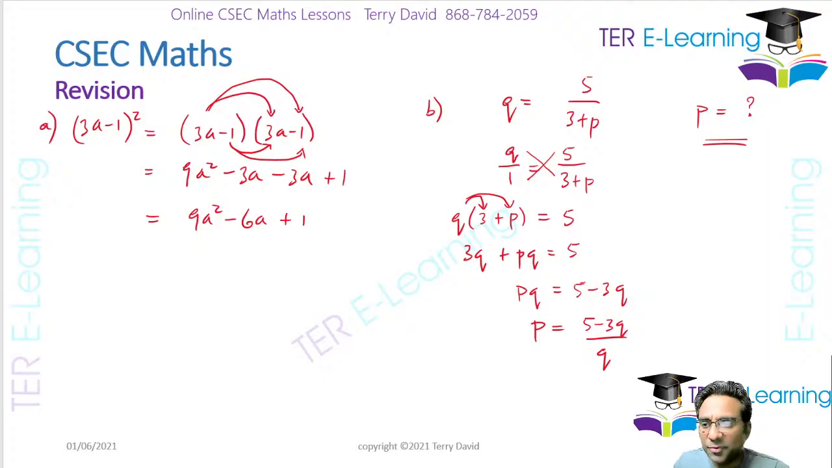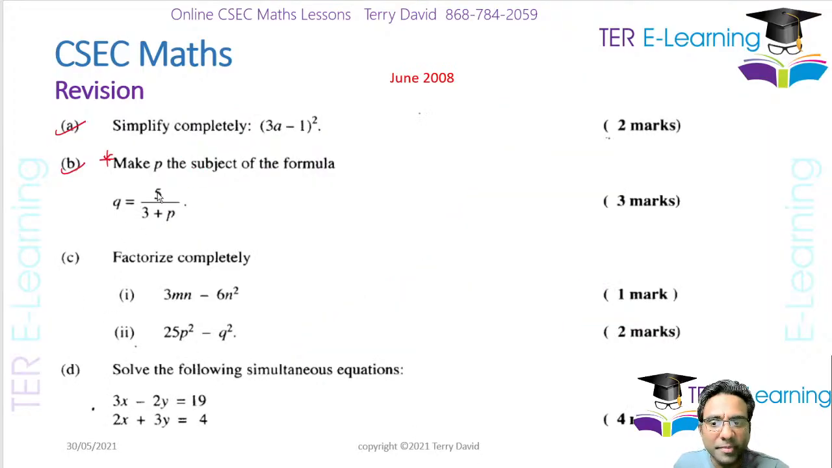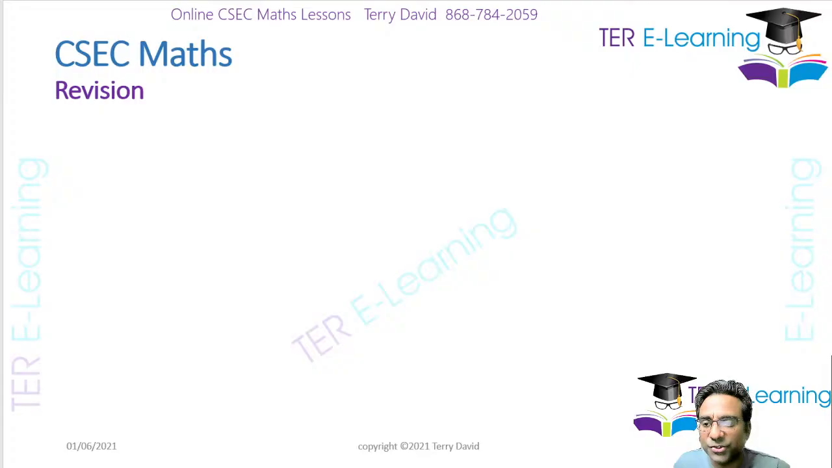So that's my answer for part B, right? So we made P the subject of the formula. Next part here, we have some factorization to do, and the last one is a simultaneous equation, right? So let's see.